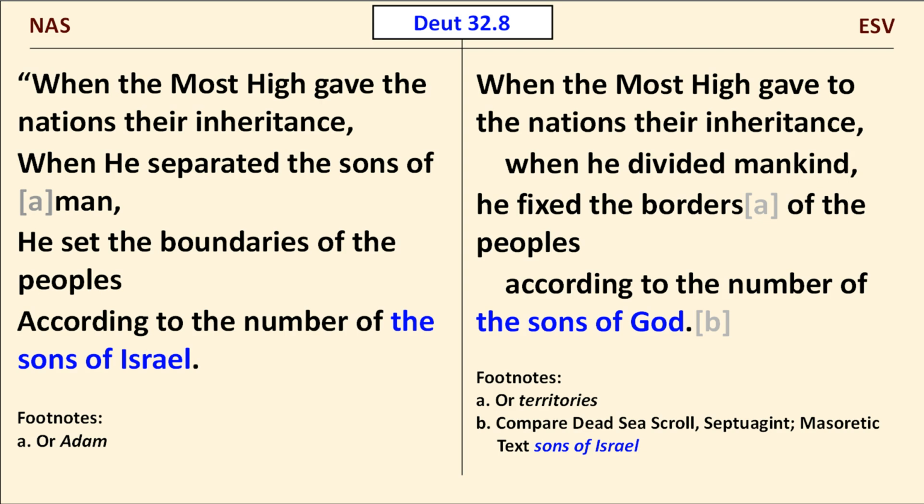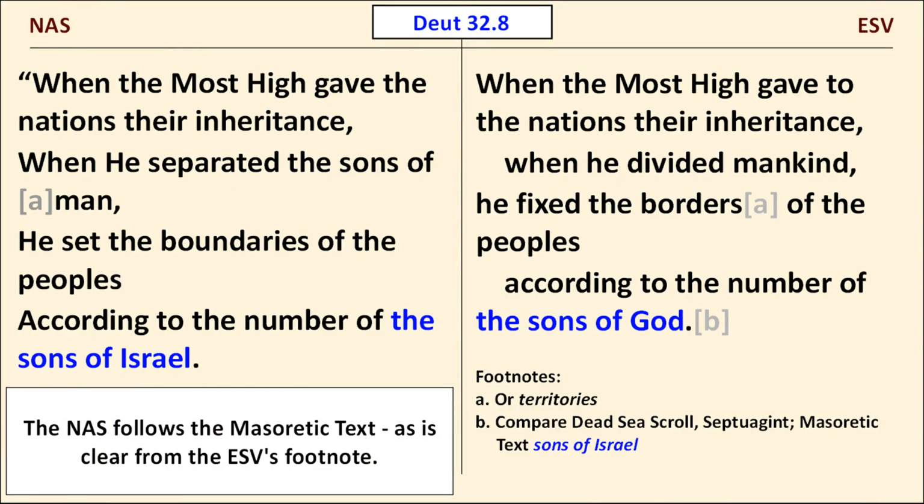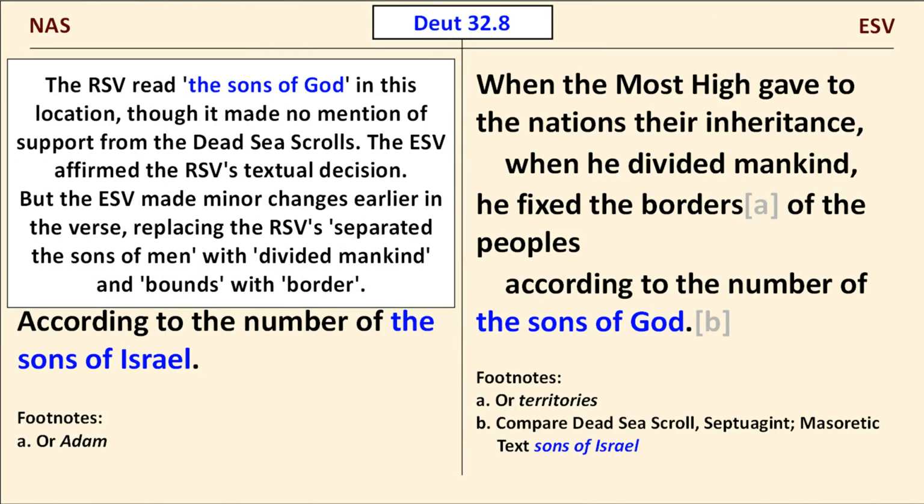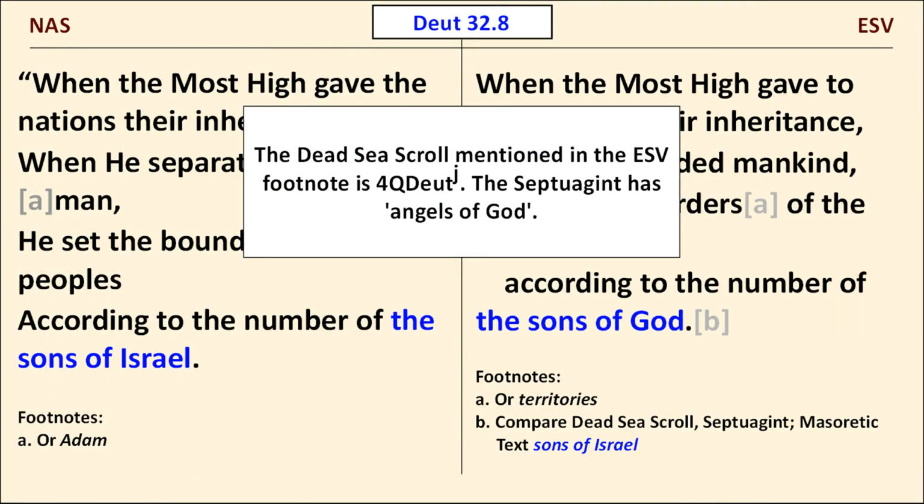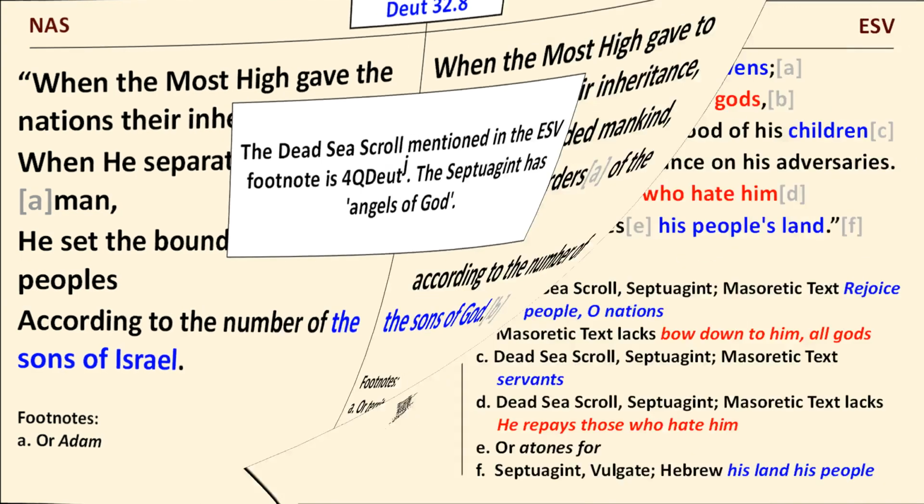The NAS reads the sons of Israel at the end of the verse, while the ESV has the sons of God. The NAS follows the Masoretic text, as you can see from the ESV's footnote. The ESV follows a Dead Sea Scroll reading here. It also agrees with the Revised Standard Version, which apparently came up with the phrase sons of God based on other sources. This chart simply identifies the Dead Sea Scroll responsible for the reading.